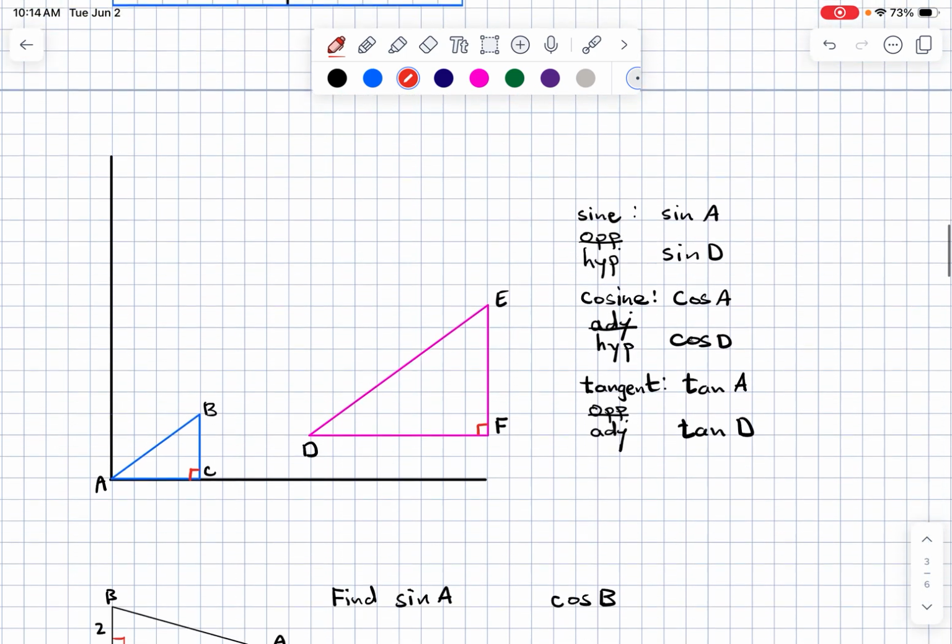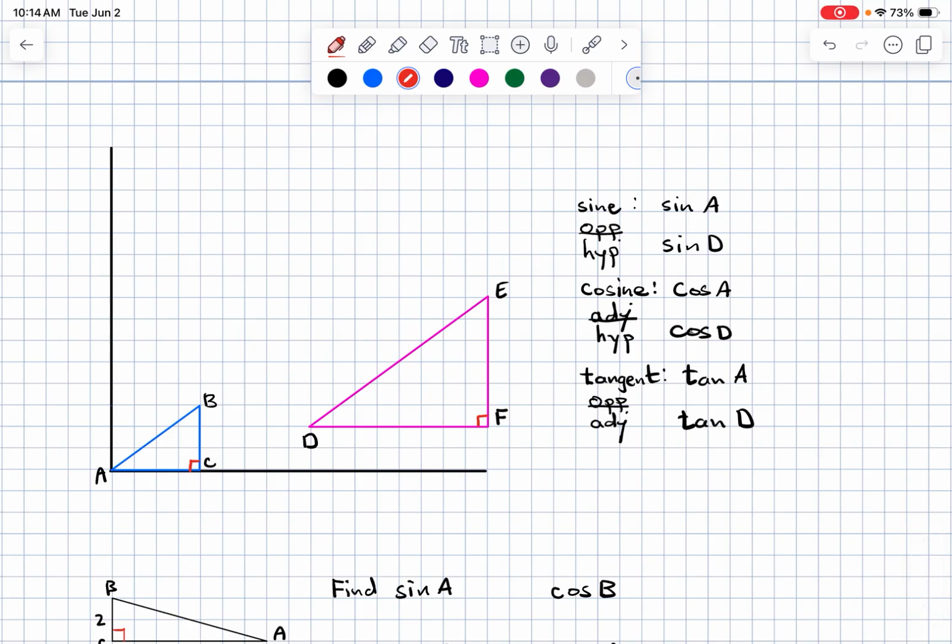Now, I want to point out something else about right triangles. In each one of these videos, I try to pack a lot of stuff in. One of the things I want to talk about is the trigonometric functions, trig functions. All the trig functions are just us looking at ratios in right triangles.